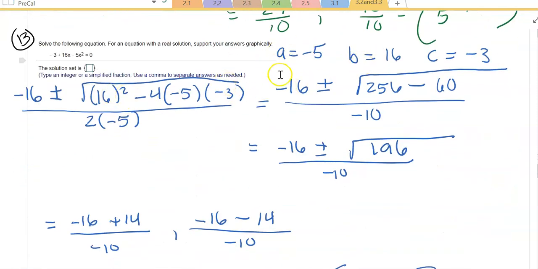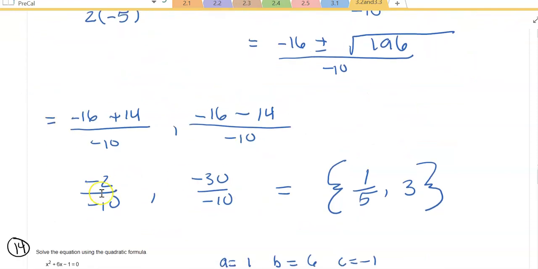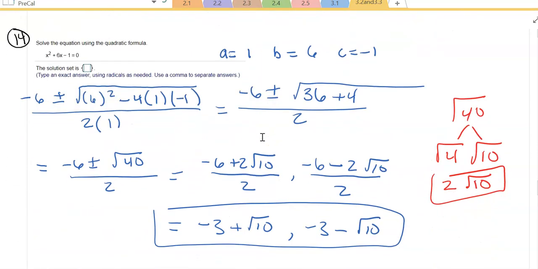Number 13, more of the same. I label what my A is, my B is, and my C. Put it into the quadratic formula. Simplify. I have two solutions, 1/5 and 3. On to 14, more of the same. The only thing different here is that we don't get a perfect square under our square root, so we need to reduce it. As you can see, that is over here, 4 times 10. The perfect square is 4. Yes, I understand that 2 and 5 go into 10, but they're not perfect squares, so it's not even a consideration. And then there we are.